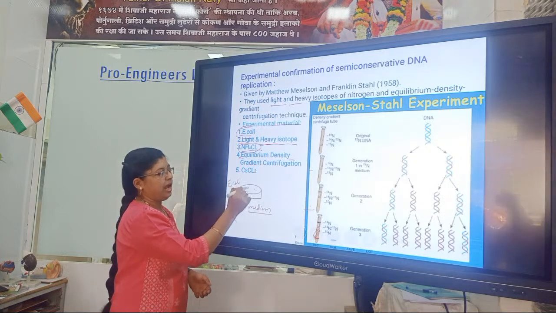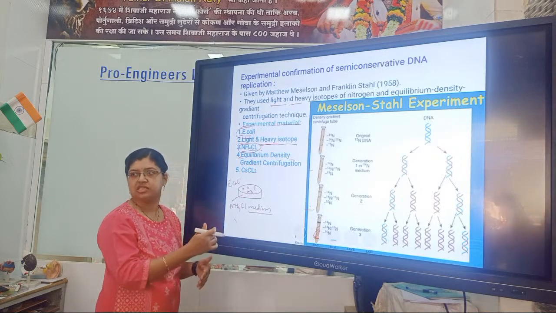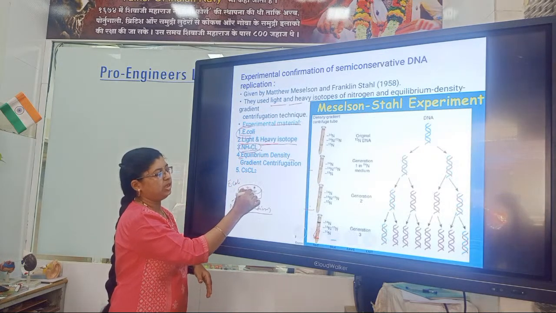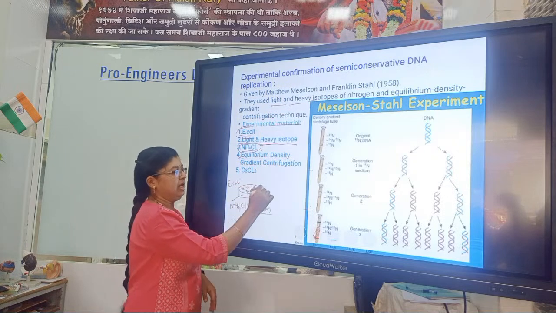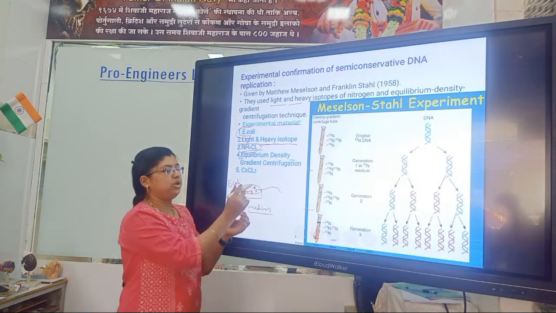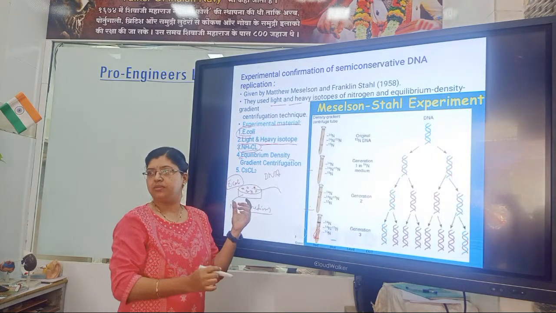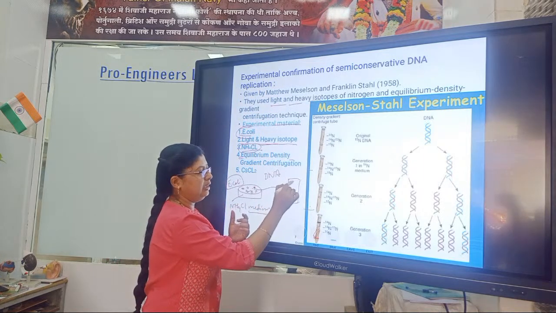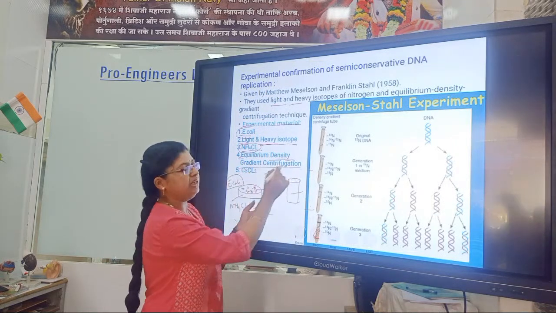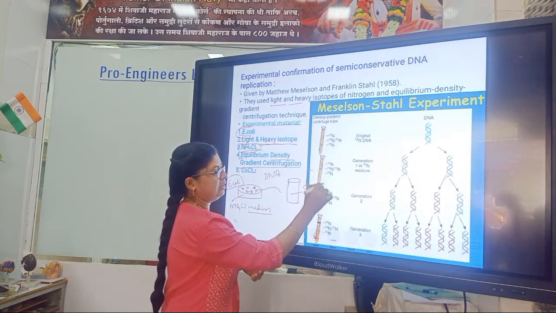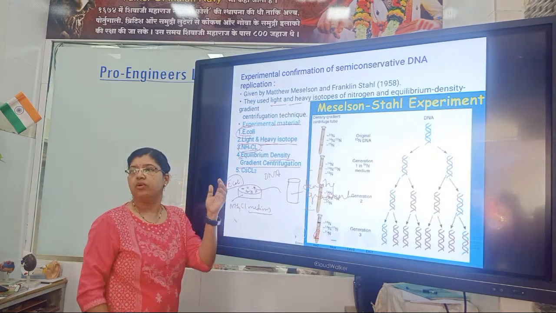Okay, and they allow them for several replications. They allow the E. coli for several generations, and after that they take the E. coli and run it on centrifugation. That is the density gradient centrifugation. Okay, that is the density gradient centrifugation. Understood?